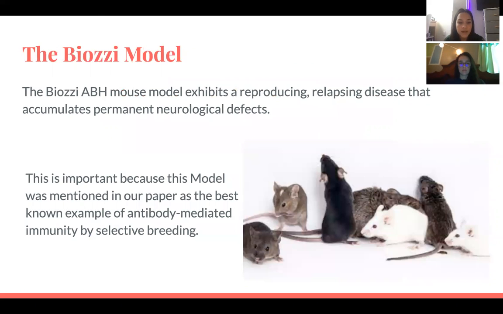The Biozzi ABH mouse model exhibits a reproducible relapsing disease that accumulates permanent neurological deficits. The Biozzi model was used for multiple sclerosis and is proved to show how autoimmune tolerance eliminates relapses, but fails to stop progression in a model of MS. This is important because this model was mentioned in her paper as the best known example of antibody-mediated immunity by selective breeding.